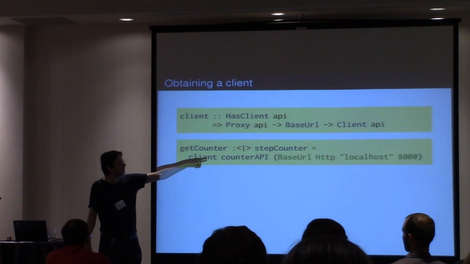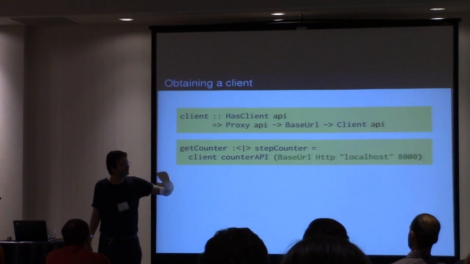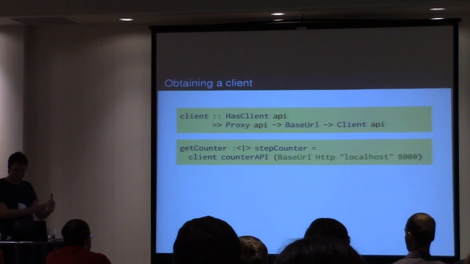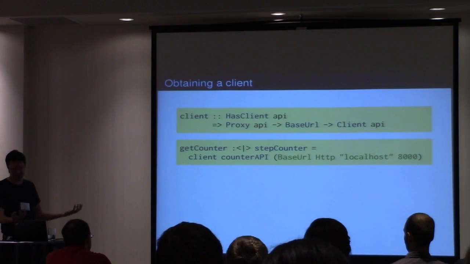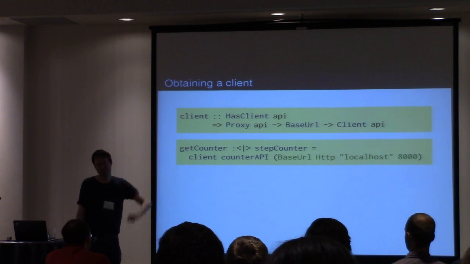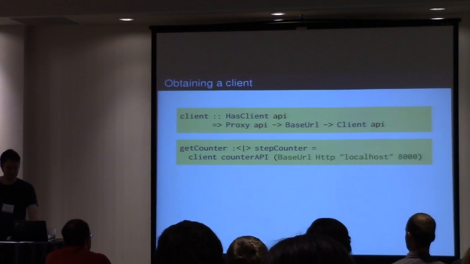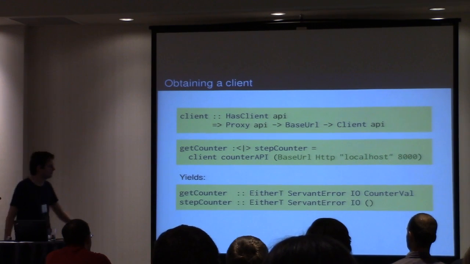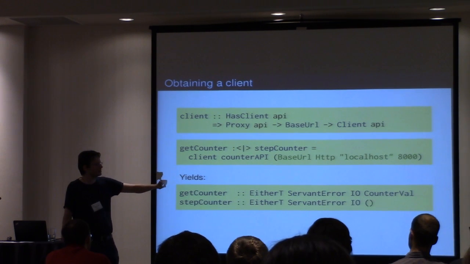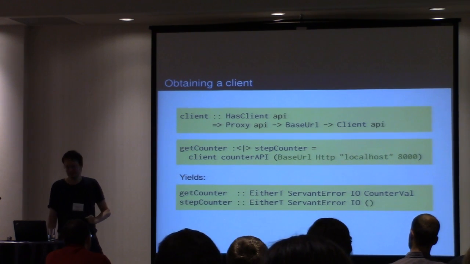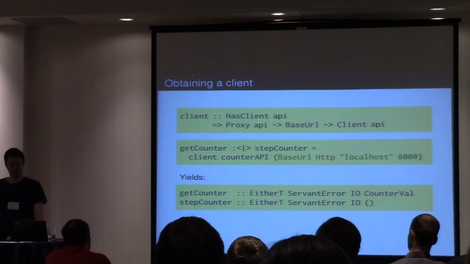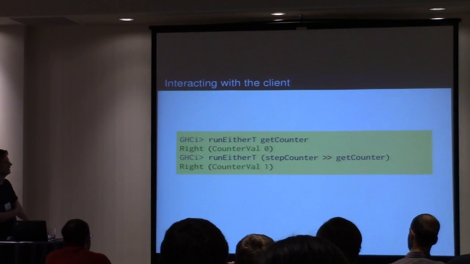We can call client on the counter API and tell it to run on localhost on a particular port. And then we get, in this case, a pair of handlers, because the API was a pair of endpoints. So we can match on the get counter and on the step counter functions that we get out, and then we can use them at these types. So get counter is again something that can, in I/O and potentially throw a particular error, produce a counter val, and step counter produces a unit in the end. And we can use that in a program or interactively on GHCI, just like this.